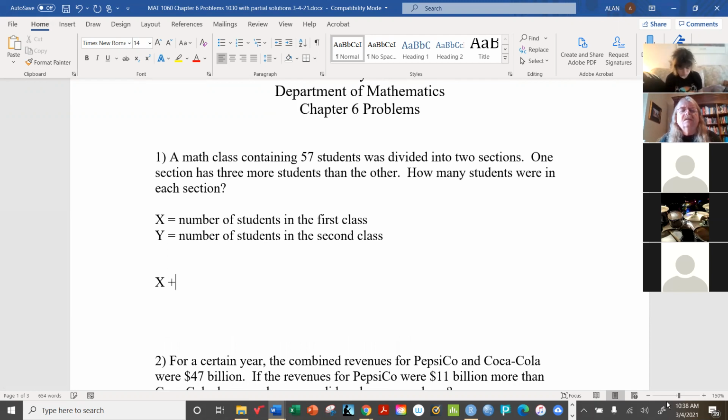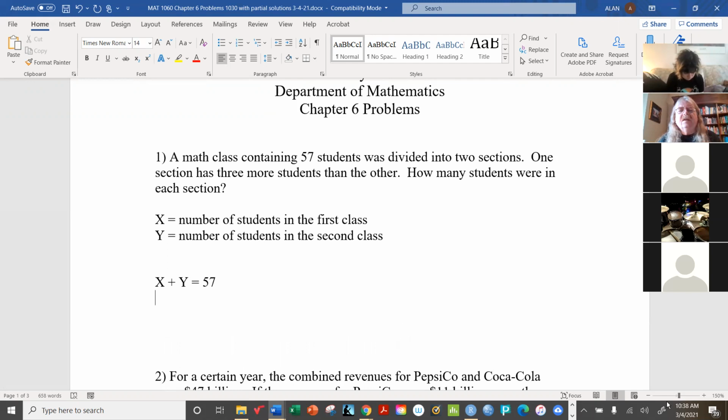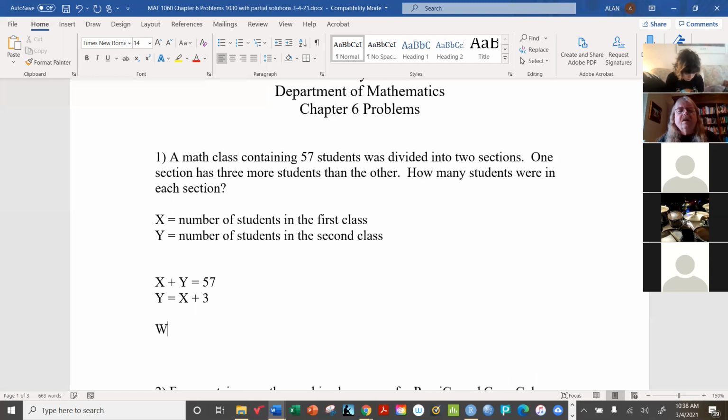The sum is 57. Okay, that we know. What else do we know? We know that one of the sections has 3 more students than the other one. So let's just assume that Y is the larger of the 2 sections, which means that Y equals X plus 3. All right, now you notice something interesting and important. We have, and you may have heard this phrase in high school, 2 equations, 2 unknowns, which means we can solve both of the unknowns, which are X and Y.